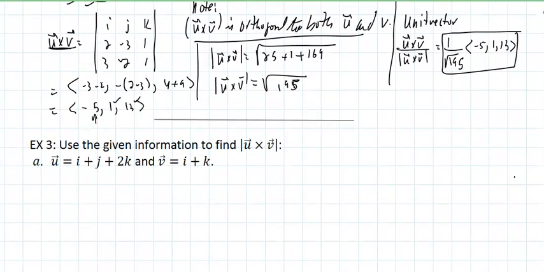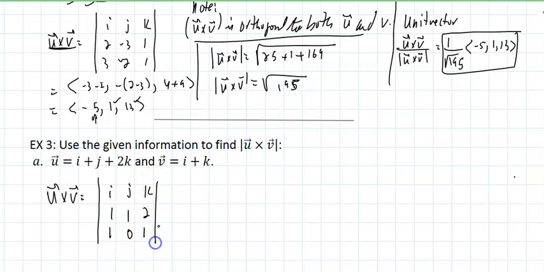Use the given information to find the magnitude of U cross V. How do I find the magnitude of U cross V? Well, they gave me U and V. I'll find U cross V first. That would be, list U first, 1, 1, 2, V next, 1, 0j, 1k. And what would that be?